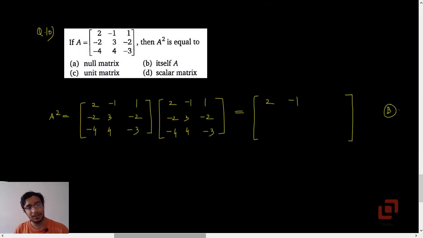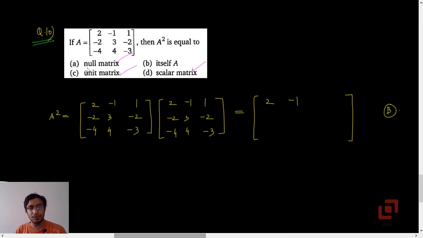Question 10, another question where entire matrix multiplication is not necessary. A is now a 3 by 3 matrix and they're asking what A squared is: null matrix, A itself, unit matrix, or scalar matrix. This question not only tests whether you have understood how to multiply two matrices, it also tests how many matrix types you know, whether you know null matrix, unit matrix, and what a scalar matrix is.